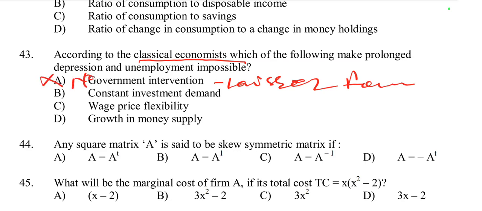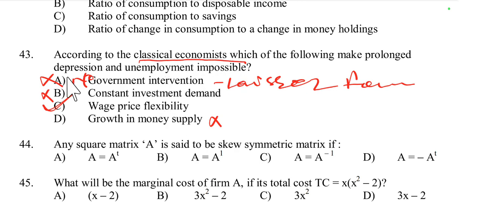So option 1 is incorrect. Then constant investment demand, this is also not an assumption of classical economics. Then wage price flexibility. Yes, wage price flexibility is an assumption of classical economics, and through wage price flexibility, when unemployment arises, by changing wage and price we come to the full employment level. So option C is right. Growth in money supply, no, this is not an assumption of classical economics.